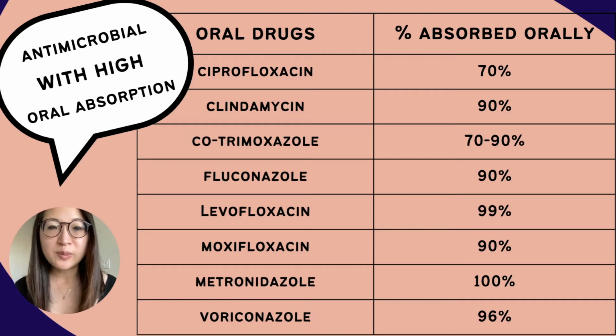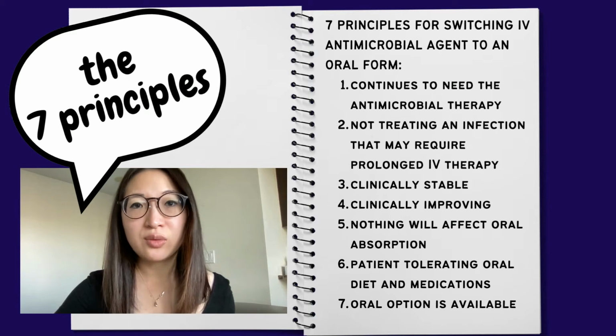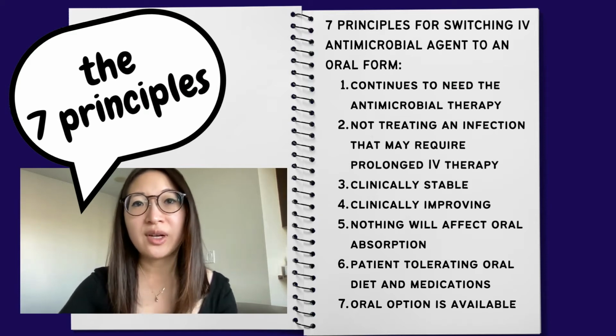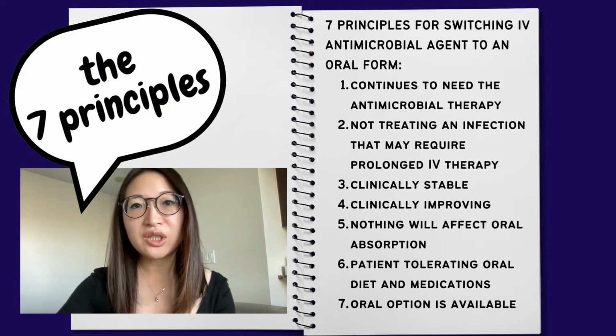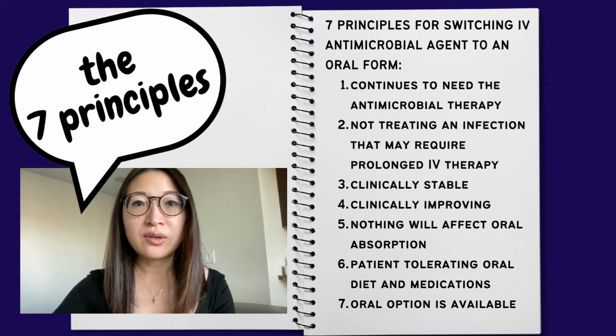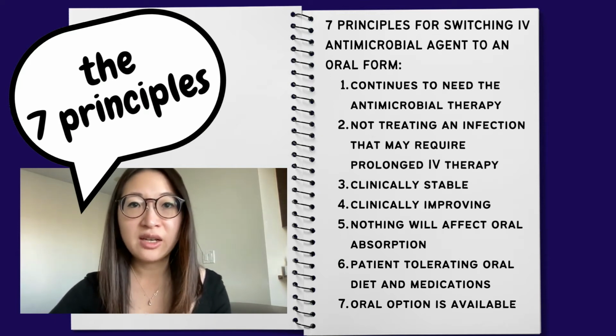So to identify those patients who would be a sequential therapy switch candidate, look for patients who are on the IV versions of these medications. Once you've identified your patients who would be a potential candidate for an IV to oral sequential therapy switch, recall the 7 principles mentioned in the first video whenever you review patients on whether it's appropriate to switch their IV to an oral form. And I've listed them here again for your reference.